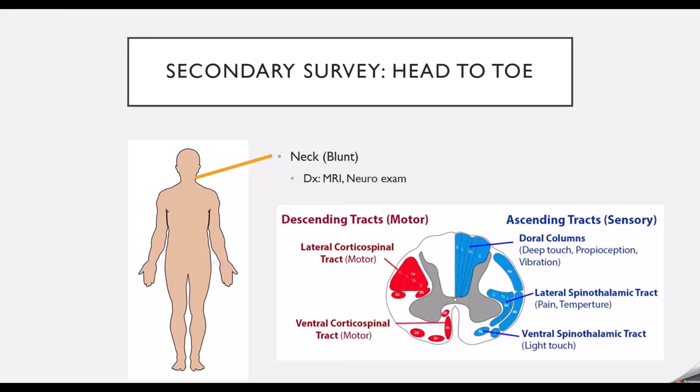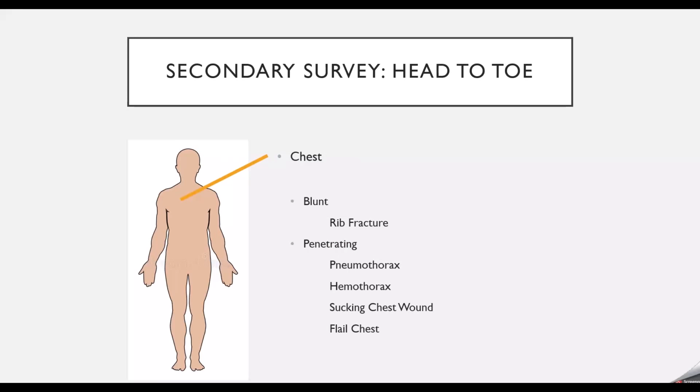So moving on, you're going to want to next do your chest. Starting from the head and neck, now you're on chest. Your chest could have some blunt issues as well, so you can have rib fractures. You can also have penetrating pneumohemothorax and chest wounds. Those penetrating issues, yeah, for sure.